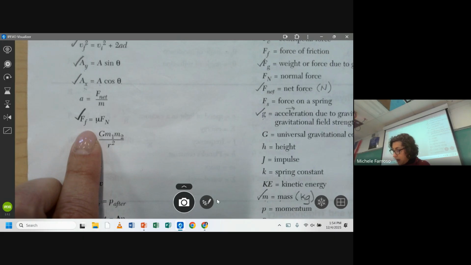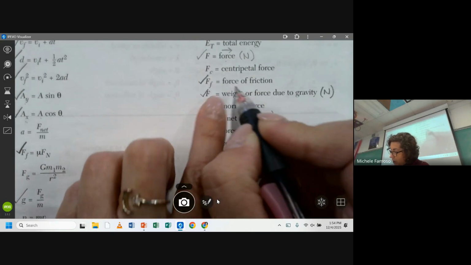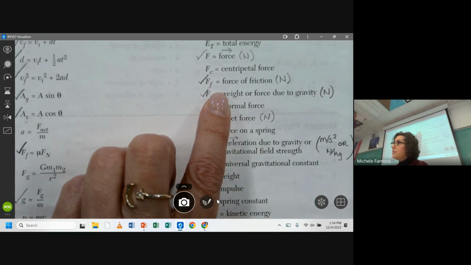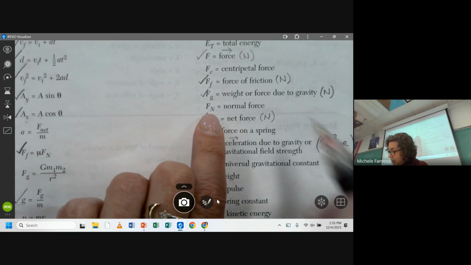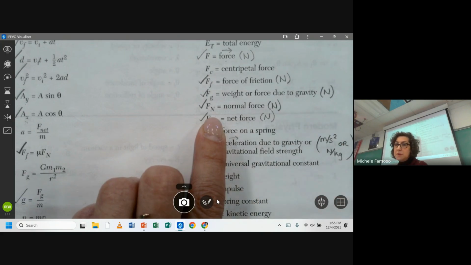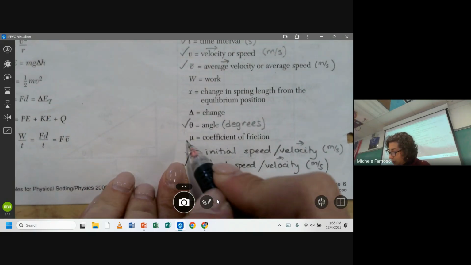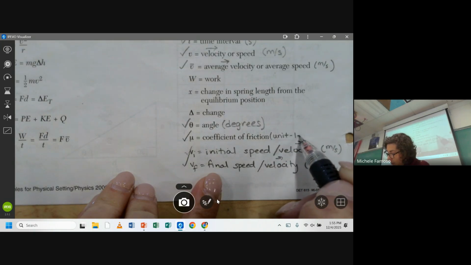Now, in the right-hand column, start with FF. There is your frictional force. That must be measured in newtons. Now check off Fn, the normal force measured in newtons. Now head down to the bottom. There's the mu, the coefficient of friction. This is a unitless value.